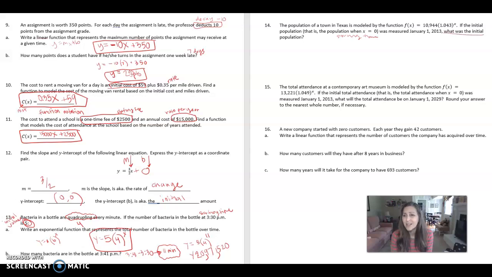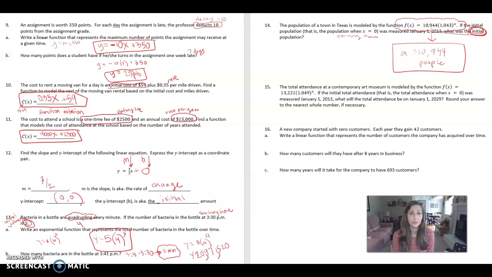Okay, wait, don't overthink this. All they're asking is what is the initial starting population of this exponential function. Here's your function, and they want to know which of those numbers, 10,944 or 1.043, is the initial value. Well, we know that this is our A, and A represents the initial value. So the answer here is 10,944 people were in this town originally, in the beginning, when the first, I guess, survey was taken in January 1st, 2013. B, your multiplier, is 1.043, but we weren't asked about that. So that's the answer to that question. Okay, you will see that question again on Hawks.